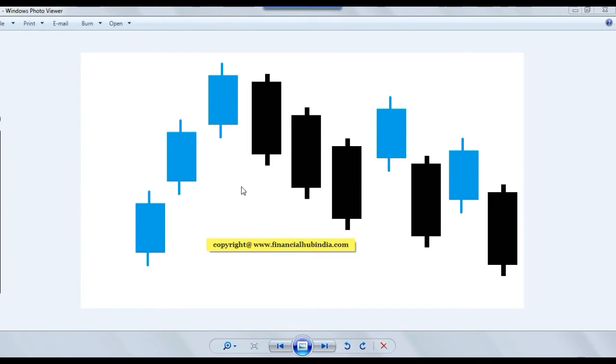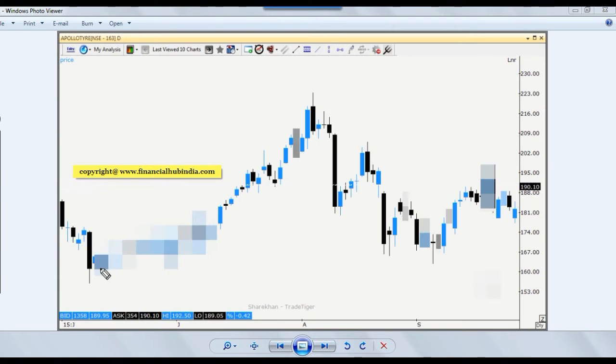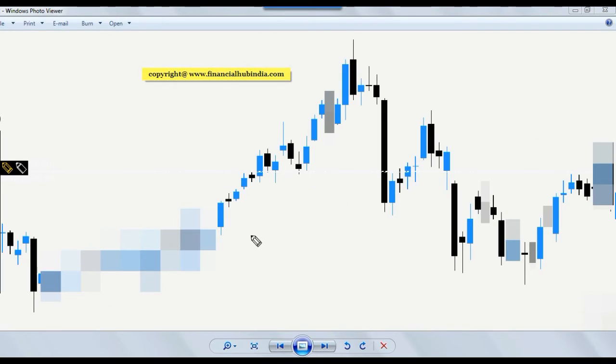Now, if this part is clear, then let us draw some lines on our Apollo tire chart. Here I have hidden something. All these what you see are the hidden areas which are our third and fourth structure. So I have hidden the third and fourth structure here for you, and I have just kept the 1 and 2 structure. So let's start drawing from here, and I'm assuming price has started moving from here, right?